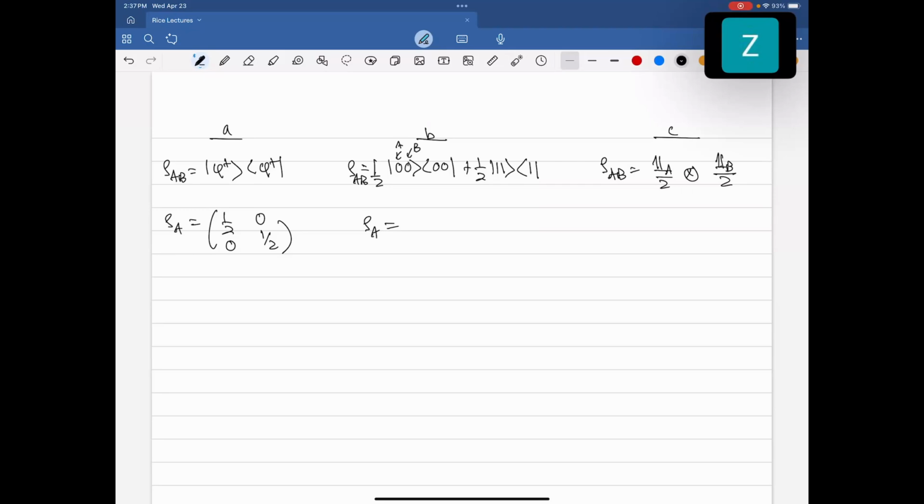I want to write a matrix for the subsystem A. It's a 2 by 2 matrix. What should I write? Is it the same? It is the same.